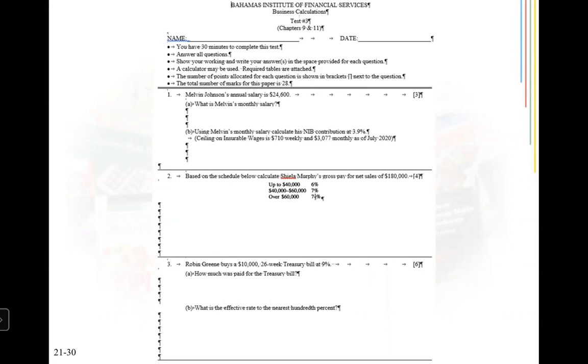All right, so the first one, we divide by 12, so that should be 2,050. And then the next portion, I think everybody got that right. The next one was supposed to be 79.95, because you're going to find 3.9% of the 2,050. They didn't go over the ceiling. So you just multiply the 2,050 by the 3.9%, and you get 79.95.